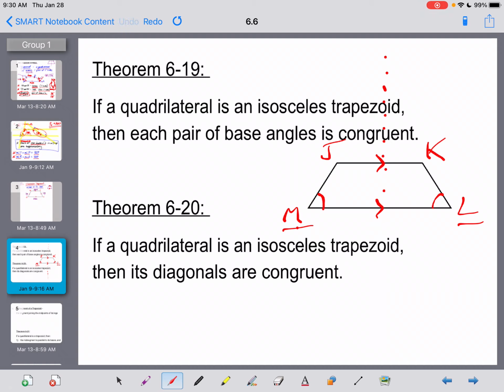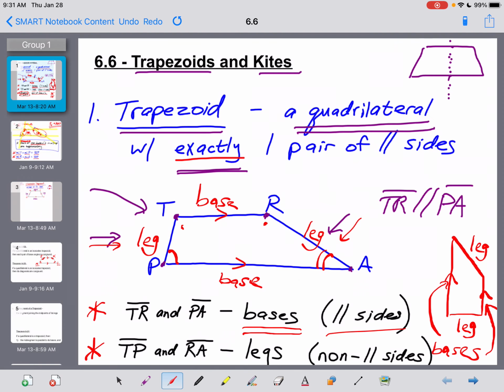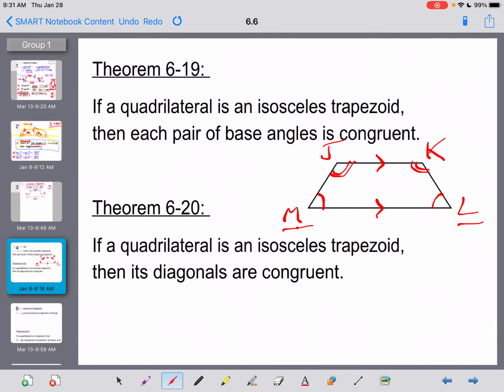Now, that's not the only one, though. There's another pair of base angles. Those would be the two angles that touch the base on the top. So angle J right here is going to have to be congruent to angle K. So that's a nice thing that happens in an isosceles trapezoid that does not necessarily happen here. It looks pretty clear to me that angle P is not congruent to angle A. So it doesn't happen in what I'll call a normal trapezoid, but it will happen in an isosceles trapezoid.